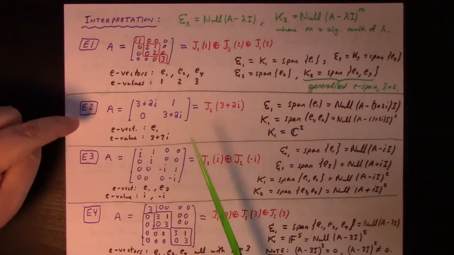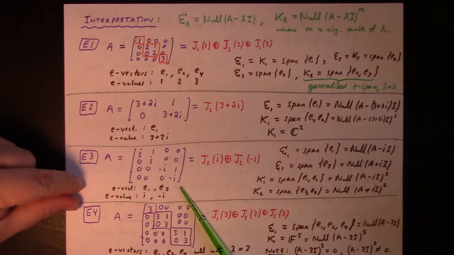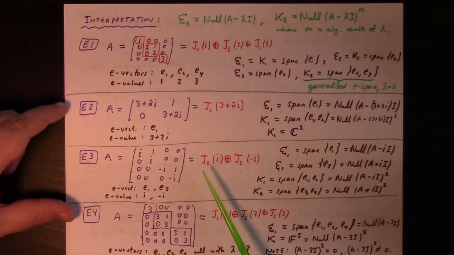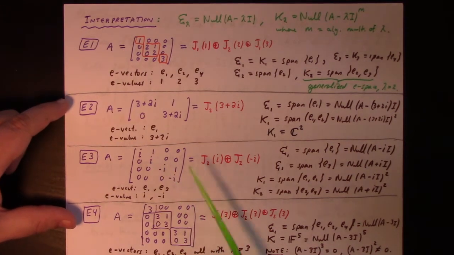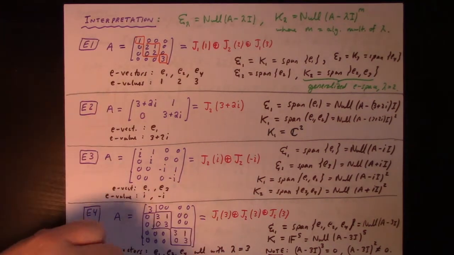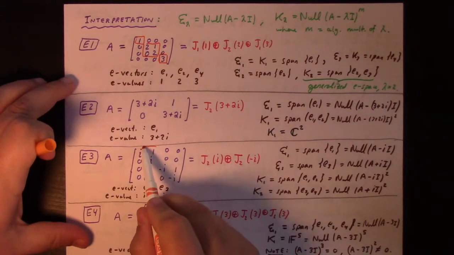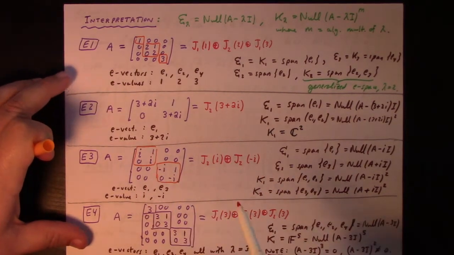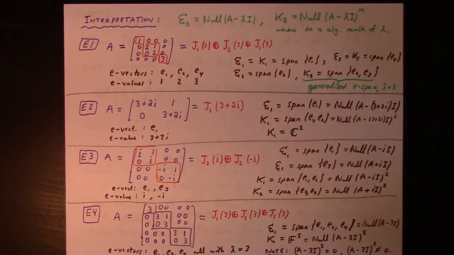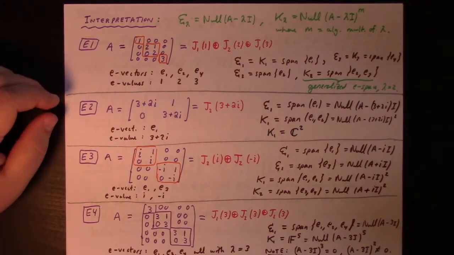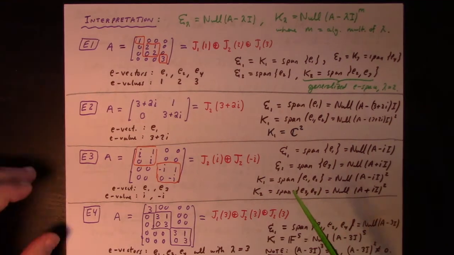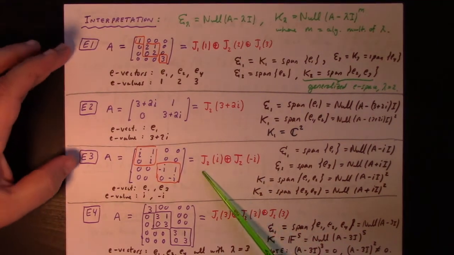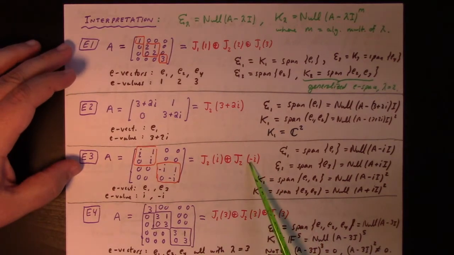So this example is over the complex numbers, and so is this one. This is my example 3. If you look at that, you can see that it's block diagonal. We have two blocks, right? Each block is a Jordan block. That means it's in Jordan form. And what are those Jordan blocks? Well, we have the Jordan block for eigenvalue i, and then the Jordan block for eigenvalue minus i.